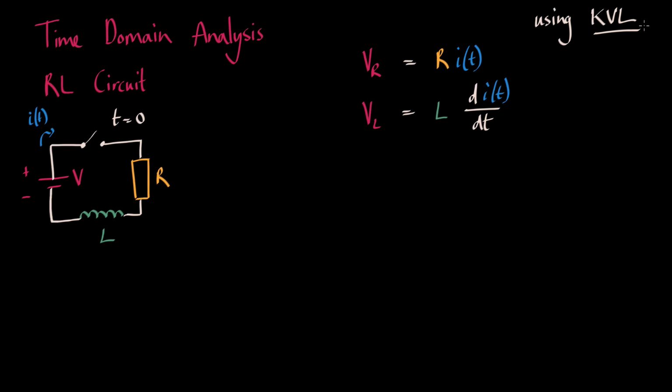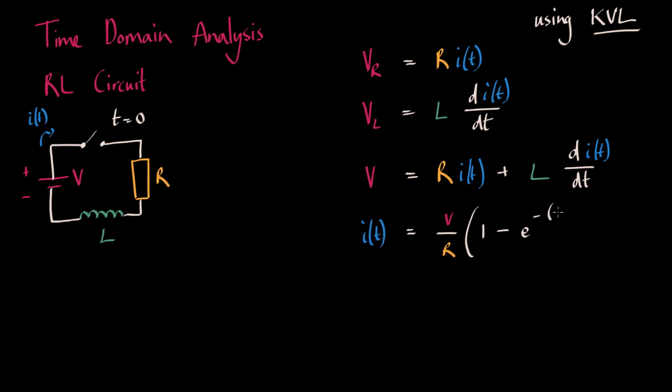For this single loop circuit, this results in the following differential equation. The total voltage is equal to the resistance times the current plus L times the derivative of the current. We can then solve the differential equation to give us the relationship between the current in the inductor and time. I want to pull some important observations out of this equation.